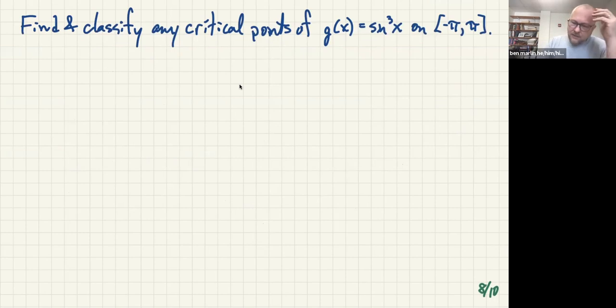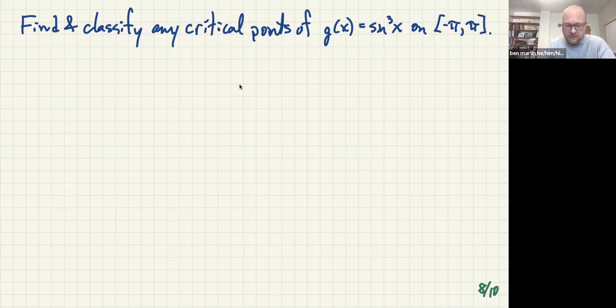So find and classify any critical points for sine cubed, and we're going to go from minus pi to pi. So usually we're going 0 to 2 pi. I just put minus pi to pi to make the point that it can be any period of this. Notice that since it's giving you an interval, you might think that it wants you to find absolute extrema for it. But anytime the instructions are find and classify any critical points, that means you're talking about local extrema.